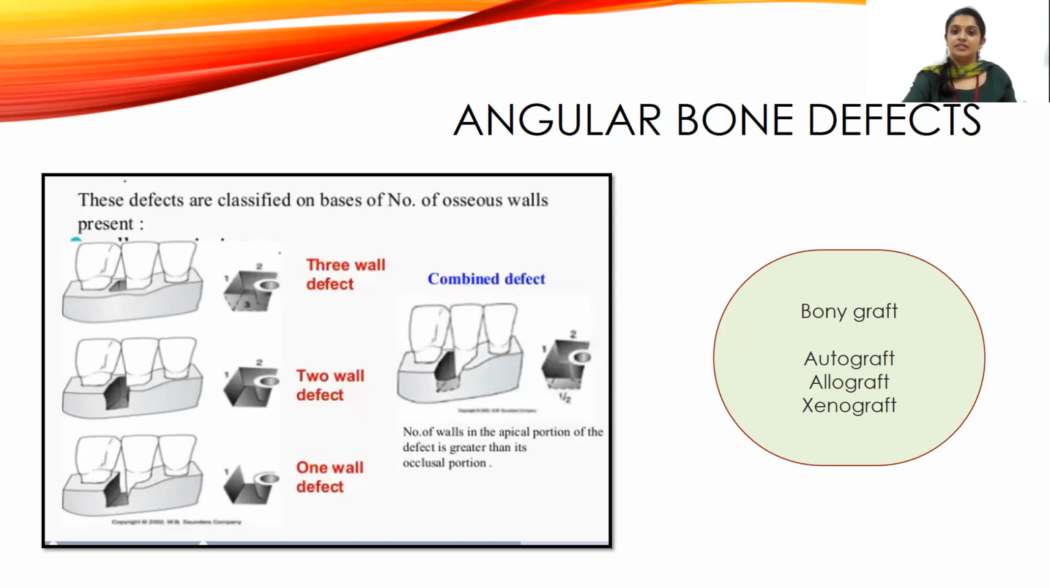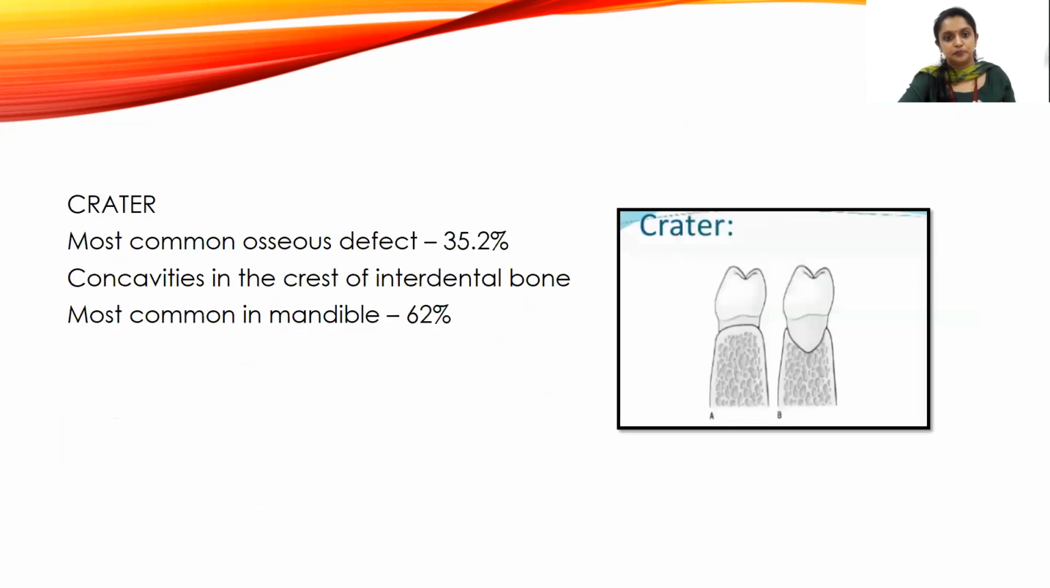Normally, the bony defects are treated by using bone graft. There are different types of bone graft: autograft, allograft, and xenograft. Autograft is where the patient's own bone is taken from another area and replaced. Allograft is commercially available. Xenograft, we take from another species, and it is more biocompatible with humans.